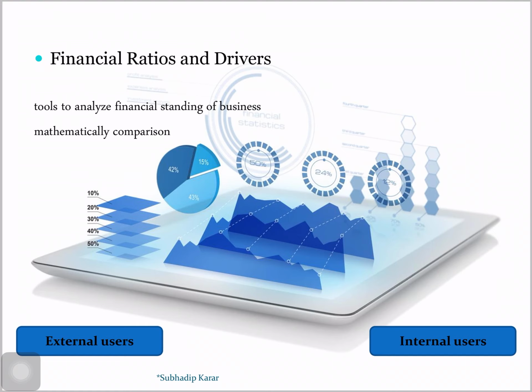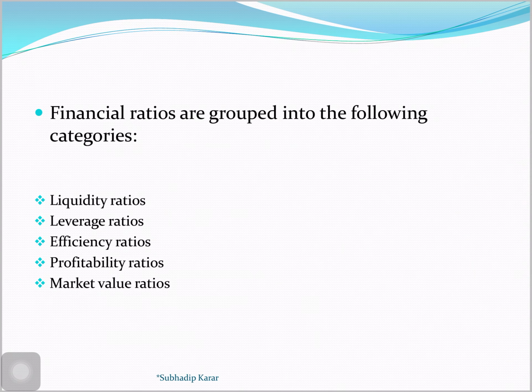For the management team and the owners, these ratios work as a driver to identify improvable areas, track company performance, make decisions, and create a roadmap to increase profitability. So they call it a profitability driver because it helps them find the roadmap to increase their profitability.